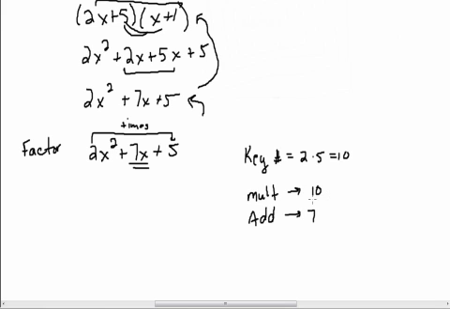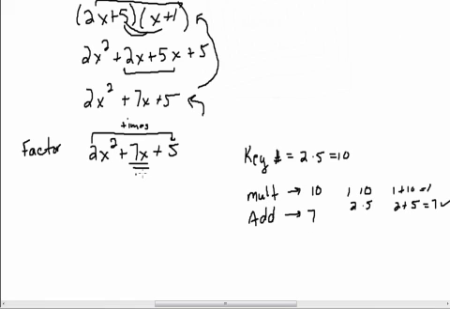The easiest thing to do is to consider the factors of 10. We would have 1 and 10, but 1 plus 10 equals 11. That's not what I want. And we would also have 2 and 5. 2 times 5 equals 10, and 2 plus 5 equals 7. Bingo, that's what we want.